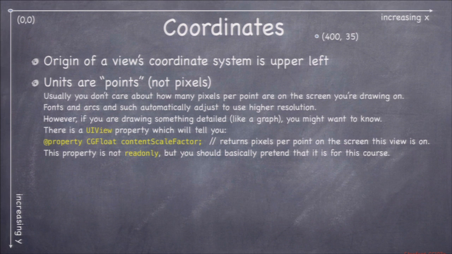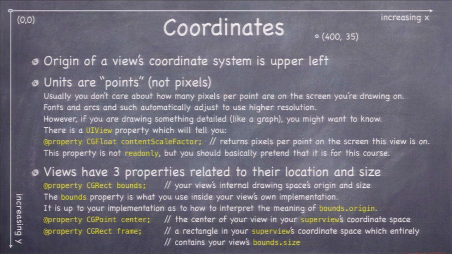How many pixels per point are on the display that your view is in? You can find out by using this UIView property contentScaleFactor. It would return 2, for example, on a Retina display, because there are 2 pixels per point, and 1 on a non-Retina iPad, for example. Probably not going to need to use that property in this class this quarter. In previous quarters, we've played around with it, but not this quarter.